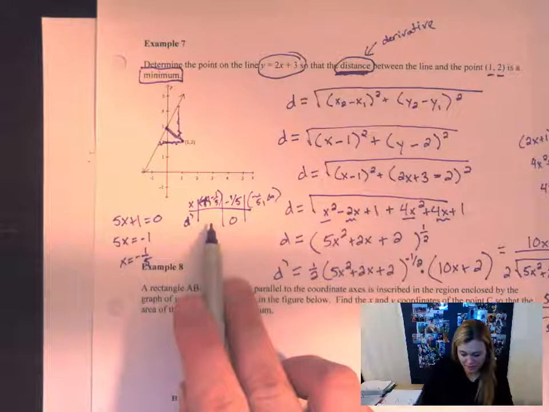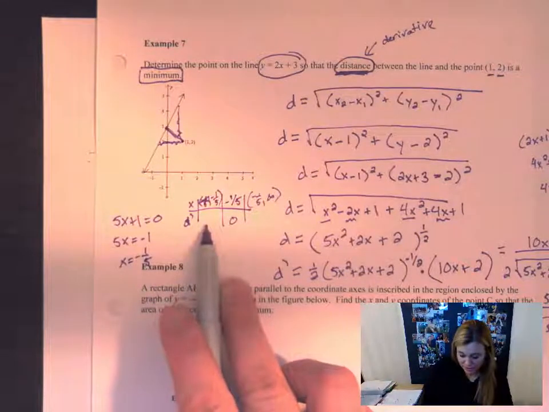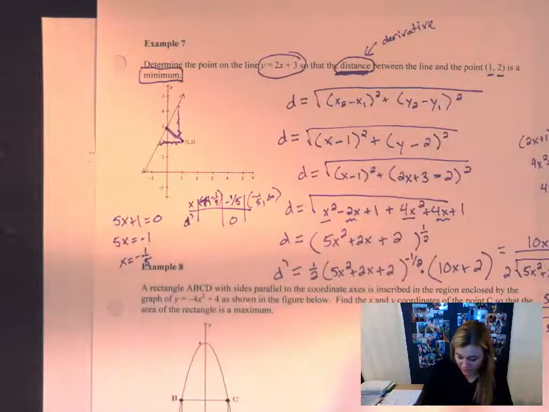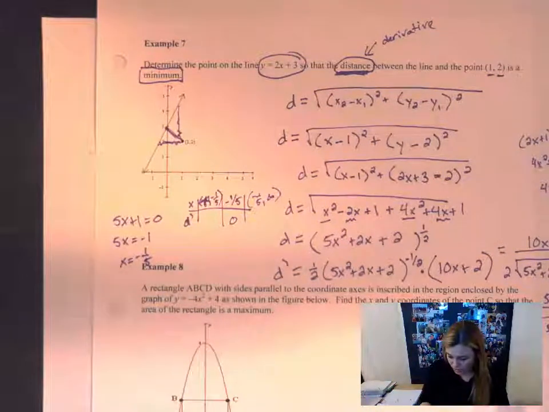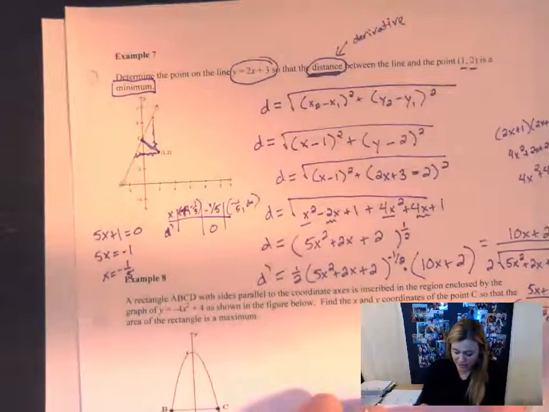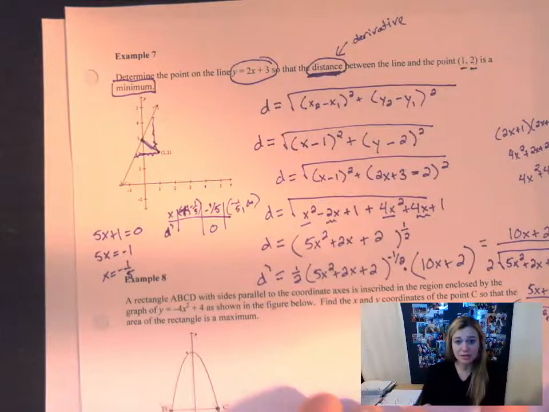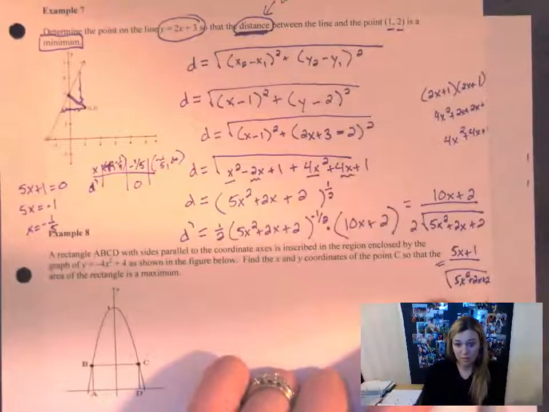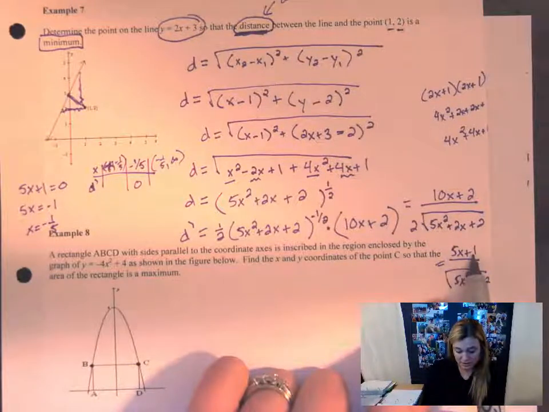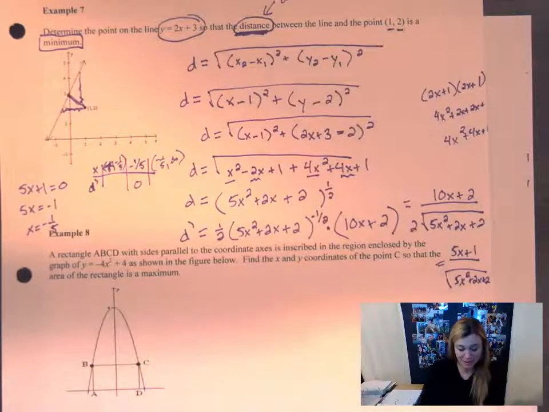Choose a number smaller than that, let's say 0. If I put in 0 for x, and I'm going to go to this one. If I put in 0 for x, the denominator is still going to be positive. The numerator is still going to be positive. Positive divided by positive is positive.